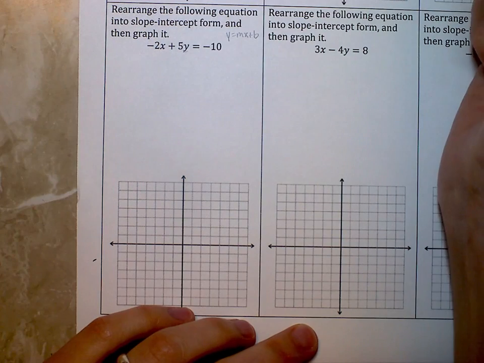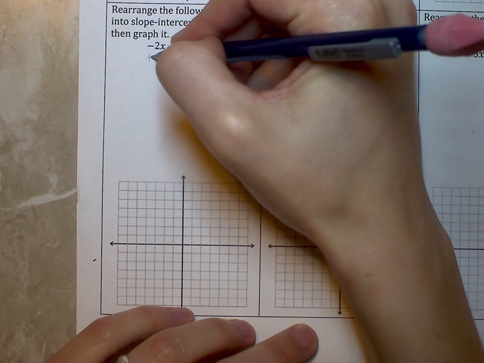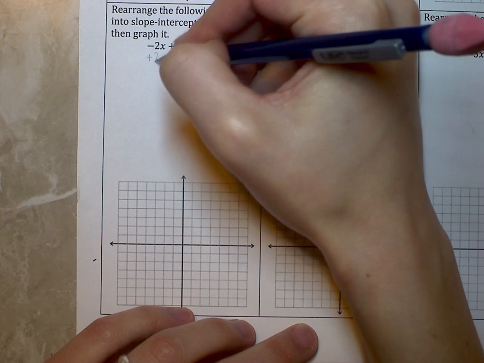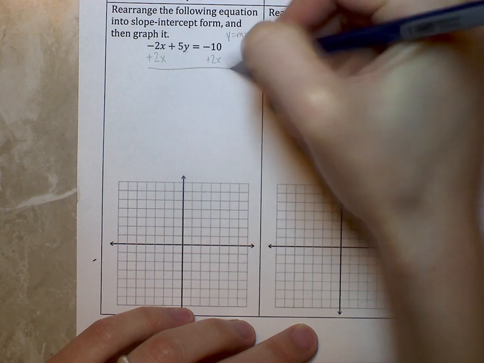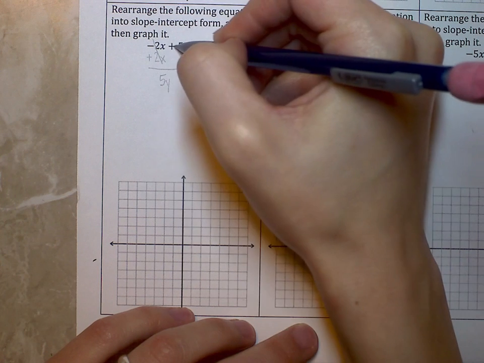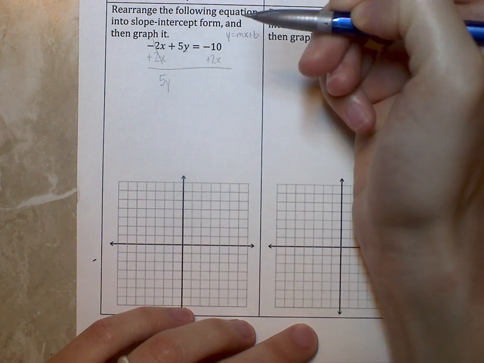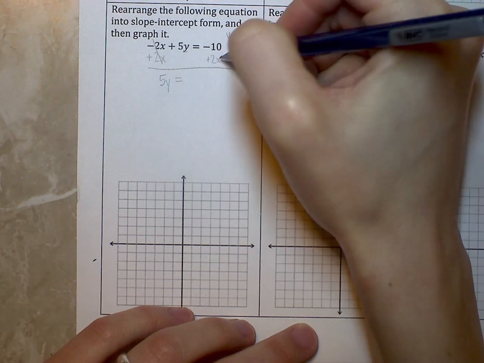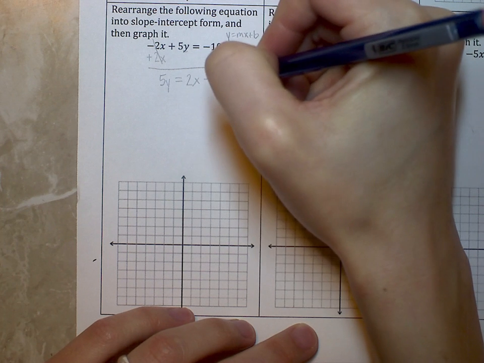How do I get it by itself? Well, let's start by getting rid of this 2x, so it's negative 2x. How do I get rid of negative 2x? I do the opposite, which is positive 2x. So that leaves me over here with 5y. And careful, because this is a negative here, minus, then you have to bring down the negative, equals, this is 2x minus 10.